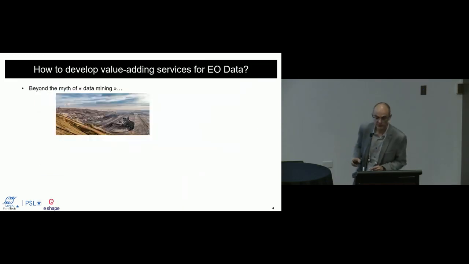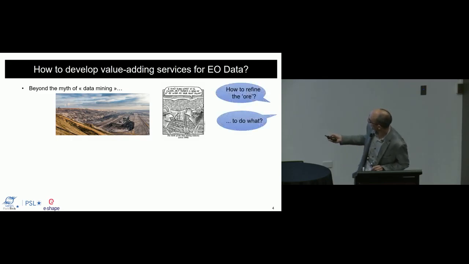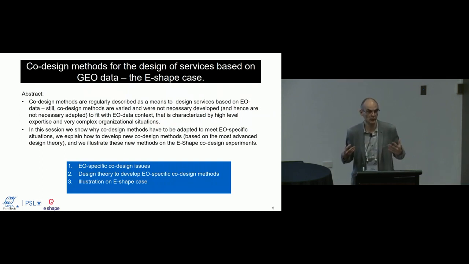When it comes to Earth observation data, what is interesting is that for a couple of years now, we are going beyond the myths of data mining. Everybody speaks of data as an ore, but immediately the question is: an ore for doing what, and exactly how to refine the ore to do something? So finally, this analogy is really misleading, and the true point is to design something based on data. It's not enough to make data available to the largest possible audience, okay? So the point is really, what does it mean to co-design with data to finally get a relevant service for society?